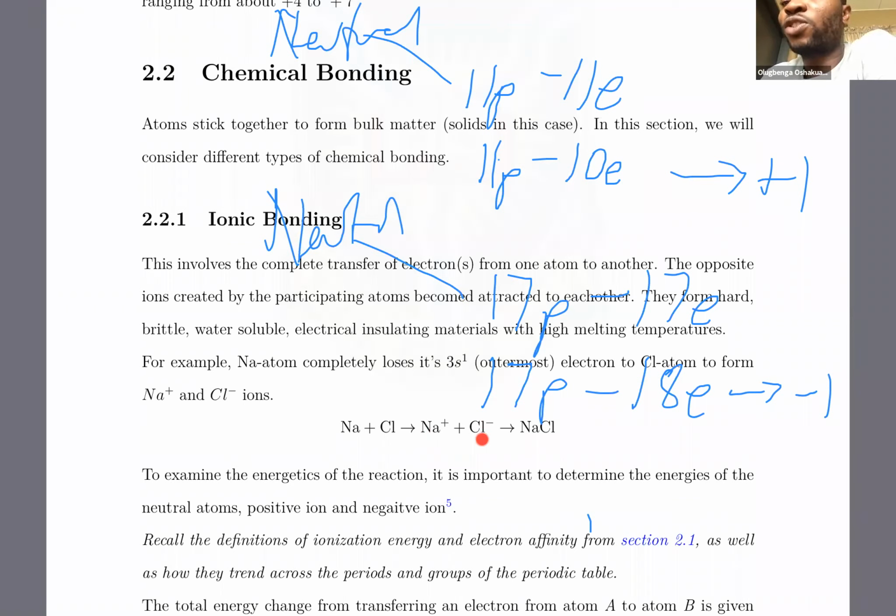If you talk about Coulombic interaction, it will be attractive, and it attracts to give us a very strong sodium chloride bond, which has a high melting temperature. It's an insulator. It is very hard. It can dissolve in water because it is ionic in nature. So that's the basics.